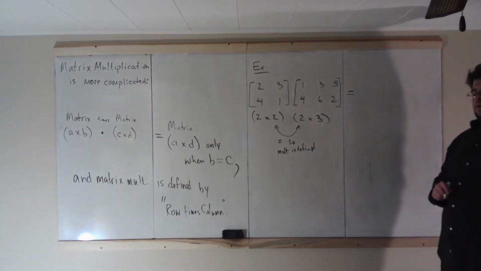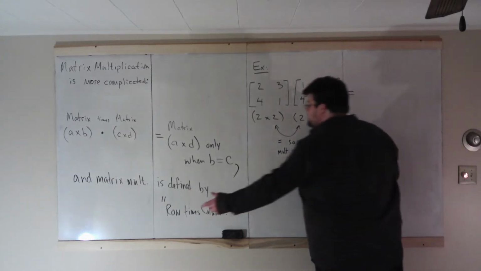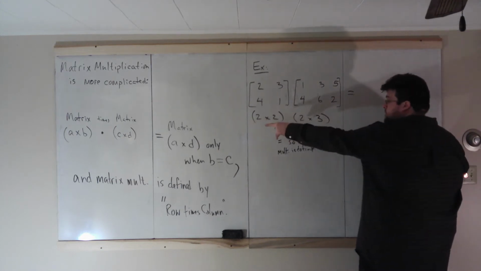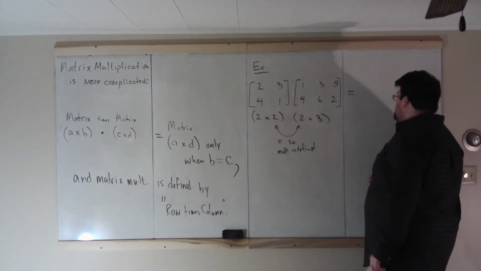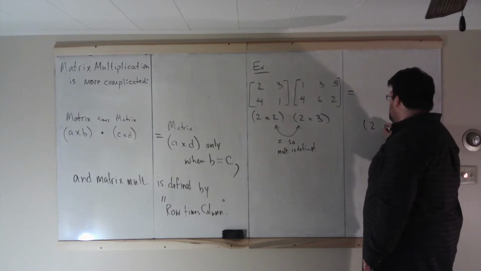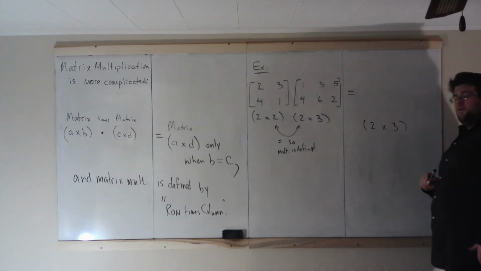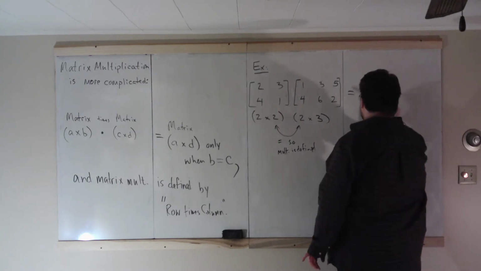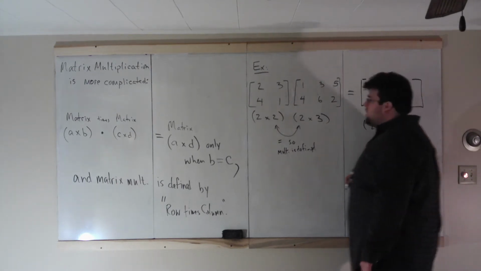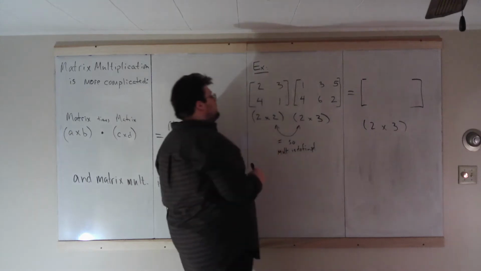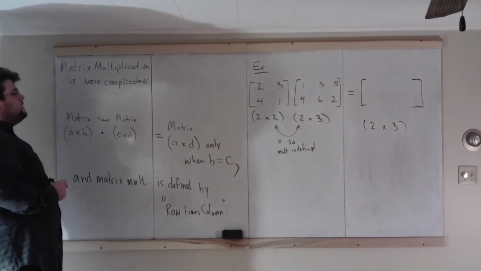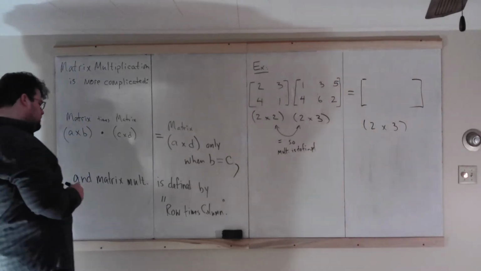What else does that tell us? Since they're equal, our answer is going to be A by D: this number of rows and this number of columns. So this answer is going to be a 2 by 3 matrix. Great. Let's draw out a shell of a 2 by 3 matrix. So we know multiplication is defined here, and we know the shape of the final answer.